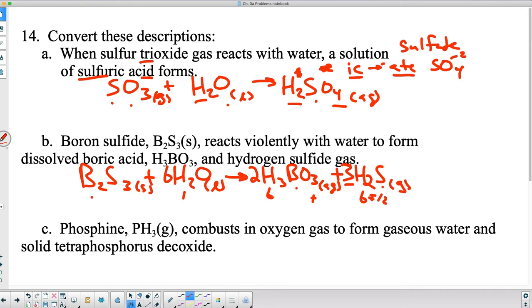That gives me 6 oxygens, and 2 times 3, I'm going to get rid of all of this business here so that this looks nice. There we go. 2 times 3 gives me 6 oxygens. So that actually balances now. So that's B2S3 plus 6 H2O yields 2 H3BO3 plus 3 H2S. That's it.